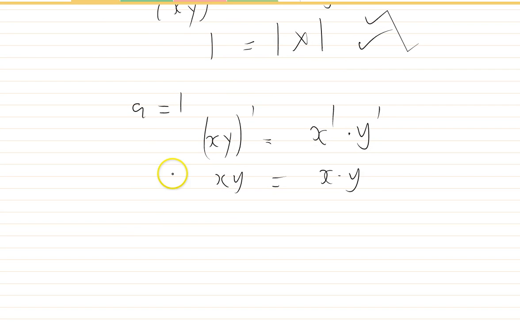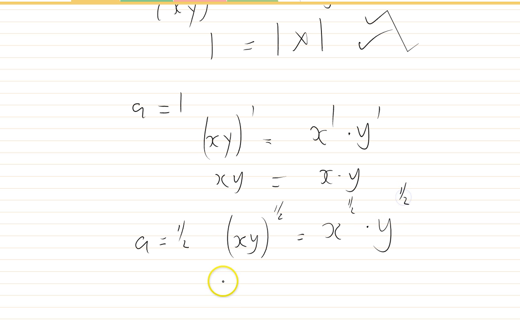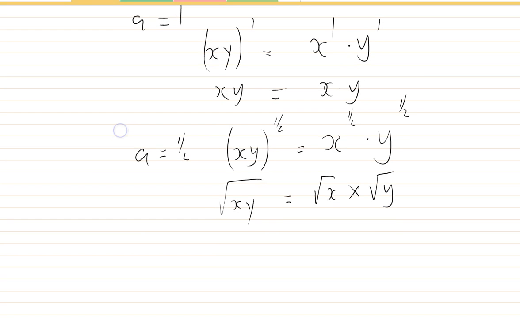Let's try something a little bit more interesting. Let's try a equals 1/2. So what that's telling me now is that xy to the power half equals x to the power half times y to the power half, or the square root of xy equals the square root of x times the square root of y. Now that's a bit more interesting, and I'm going to try that with x equals 4 and y equals 5 just for the hell of it.